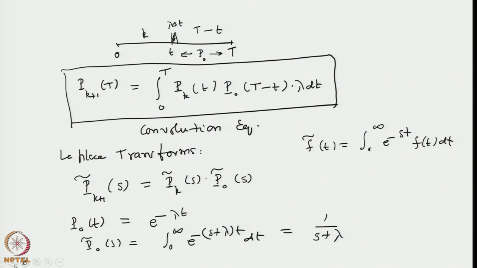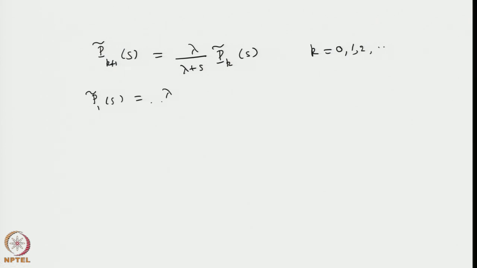Hence, we have p k plus 1 tilde s equal to lambda by lambda plus s times p k tilde of s for all k. For example, if I iterate with k equal to 0, we will get p 1 tilde s equal to lambda by lambda plus s whole square.